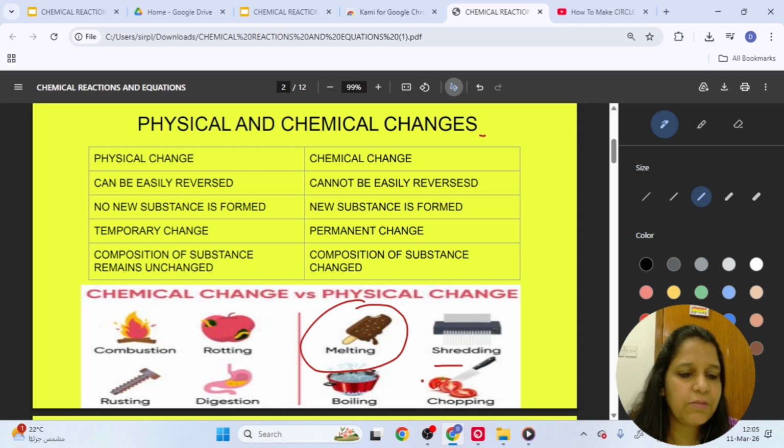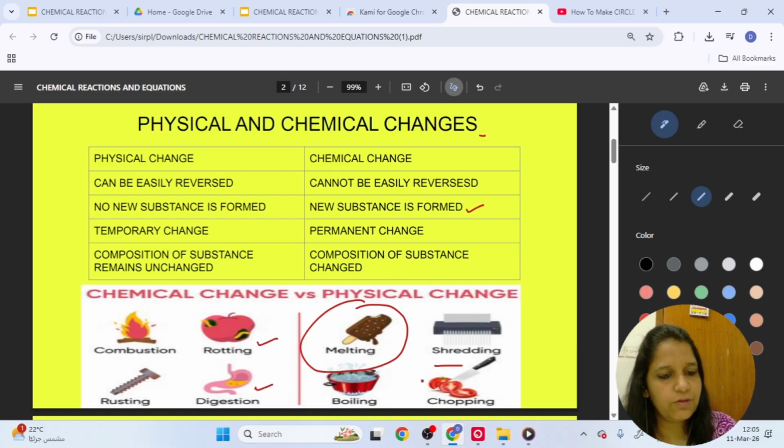In the case of chemical changes, new substances are formed, whereas in the case of physical change, no new substances are formed. Like rotting, digestion. As you know that when the food is digested, it results in the formation of the smallest units of any macronutrient. And those macronutrients are acted upon by the enzymes. So a new substance is formed.